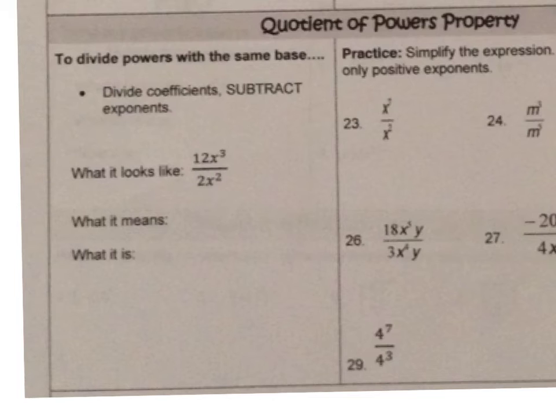So this time, instead of multiplying the coefficients and adding the exponents, now we're going to divide the coefficients and subtract the exponents. And again, that is what we do when we divide powers. And remember, it also must be powers that have the same base. Okay, so let's do an example.